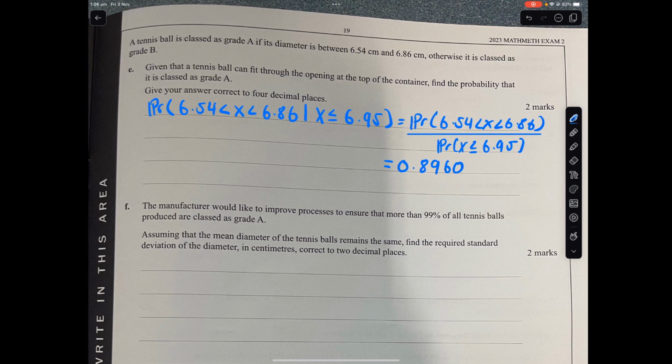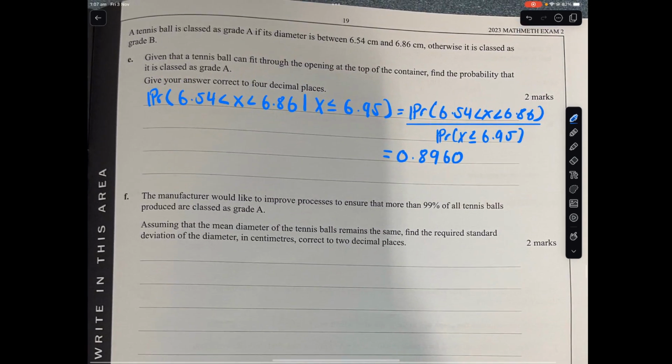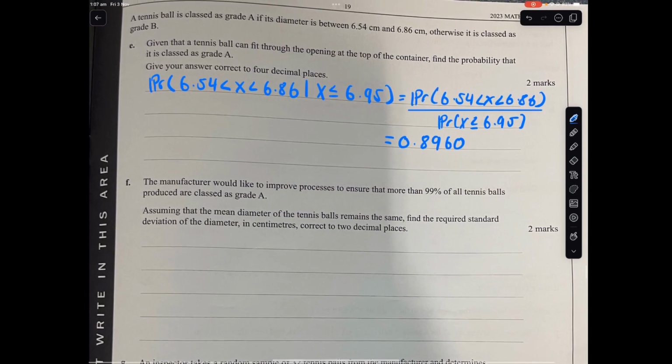Perfect, 60. The manufacturer would like to improve processes to ensure that more than 99% of all tennis balls produced are classified as grade A. Assuming that the mean diameter of the tennis balls remains the same, find the required standard deviation of the diameter in centimeters, correct to 2 decimal places. So the mean is the same, but we want 99% of them to be grade A.